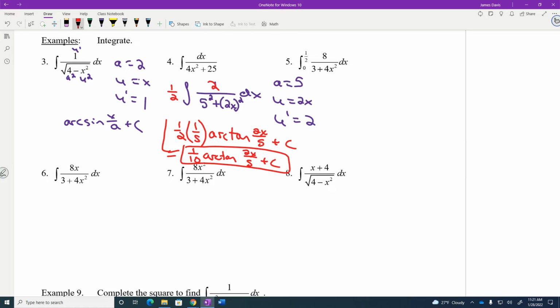Let's try one more here. So number 5, this is also an arctan one. You can tell because it's something plus something with an x squared in the bottom. We're going to have to manipulate this one again, kind of like we did the last one. So let's try to rewrite this as something squared on the bottom plus something squared.